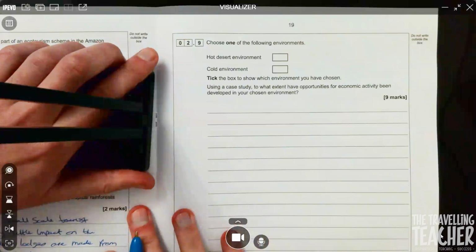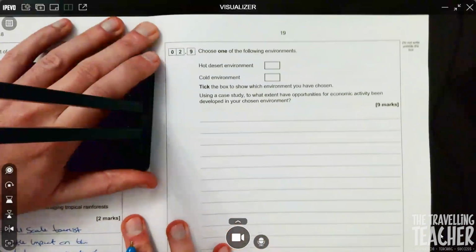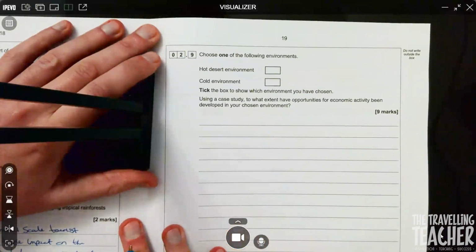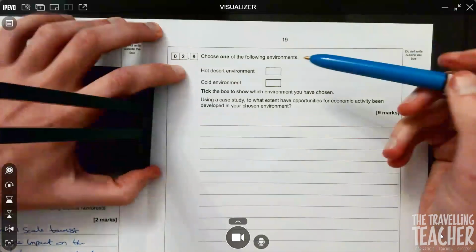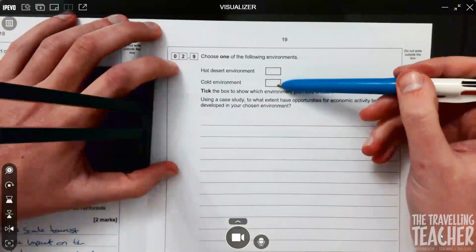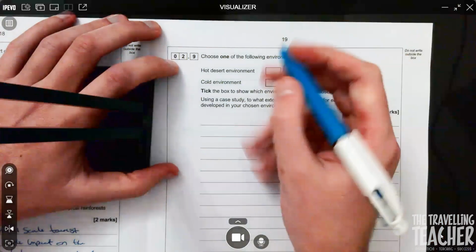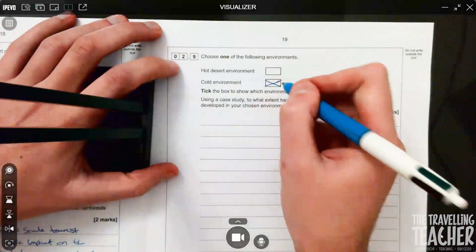Right, straight over to 2.9. Big question here, 9 markers. So choose one of the following environments. Now, guys, I'm going to have to make a choice here. For the purpose of this video, we are going to refer to cold environments.